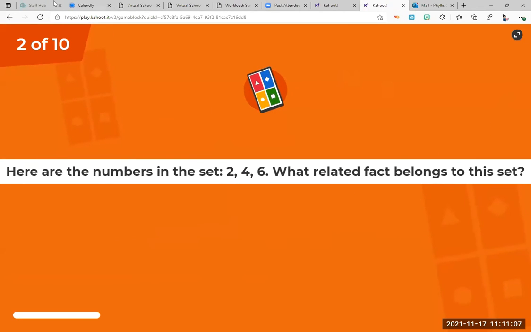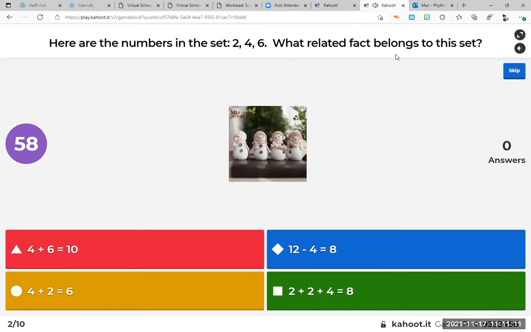Now let's look at this one. Here are the numbers in our fact family, 2, 4, 6. What related fact, which true sentence uses those numbers in the family? No strangers in the house. You have to have a 2, a 4, and a 6, and it has to make sense.